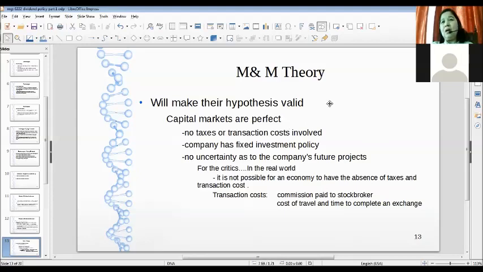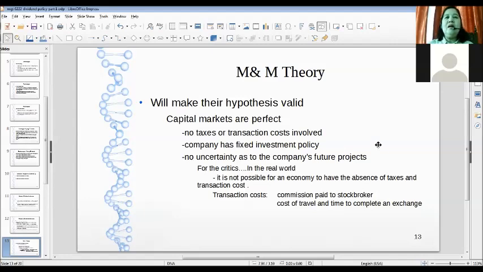This theory, class, of MM theory, okay, will make their hypothesis valid. Yung hypothesis nila is valid if the capital markets are perfect. Ibig sabihin, perfect ang capital market if there are no taxes or transaction costs involved. Ibig sabihin noon, yung company mo ay walang problem about taxes. Okay? Or wala kang ibang problem. Ang company mo is financially sound. And company has fixed investment policy. Okay? So, ibig sabihin, before nag-start ang company nila, meron na talaga silang investment policy na hindi related dito sa retained earnings na makakaapekto sa dividend.